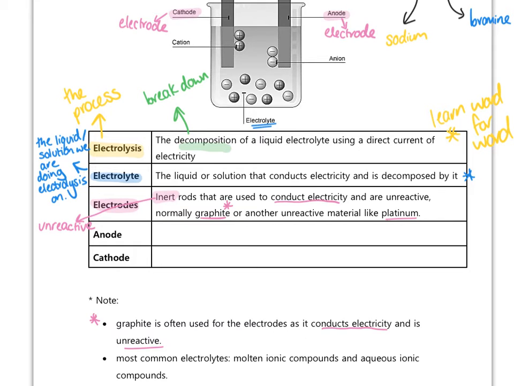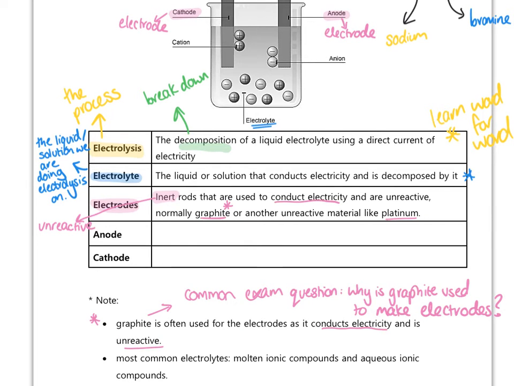Yes, it's cheaper than platinum, but don't say that as a reason why it's used as electrodes, because really you're just saying the reason why it's used over platinum. So yes, it is cheaper. If you were asked why is graphite used in preference to platinum, you would say because it is cheaper. But if you're asked why is graphite used as an electrode, you would say because it conducts electricity and is unreactive. That's a really common exam question. So electrodes are normally made out of graphite or platinum because they conduct electricity and are unreactive.